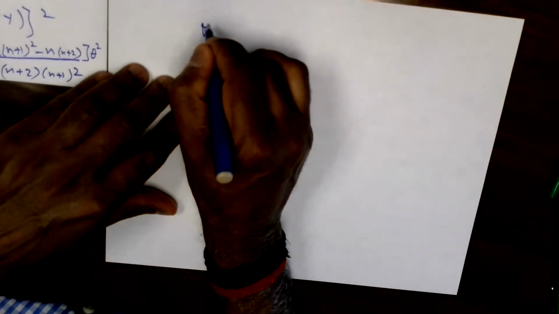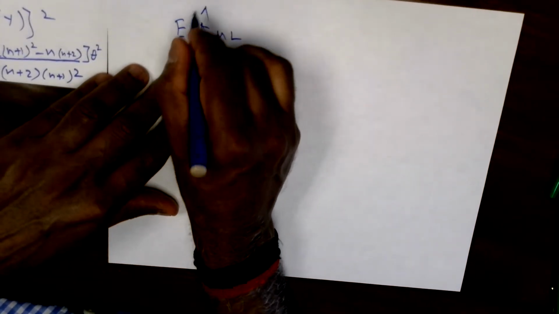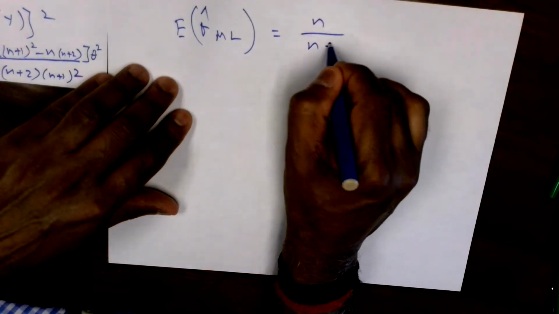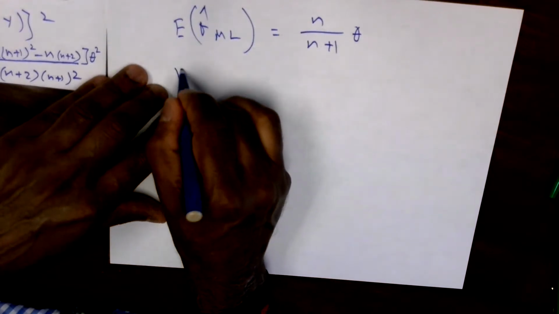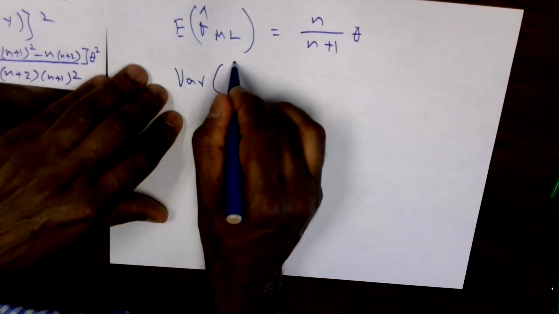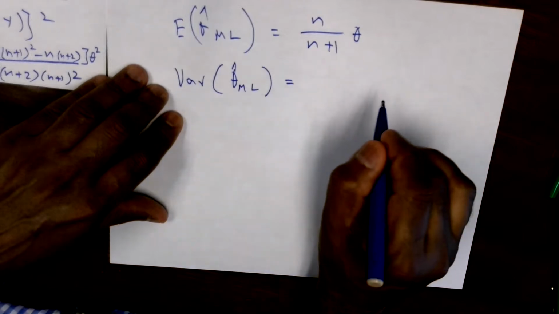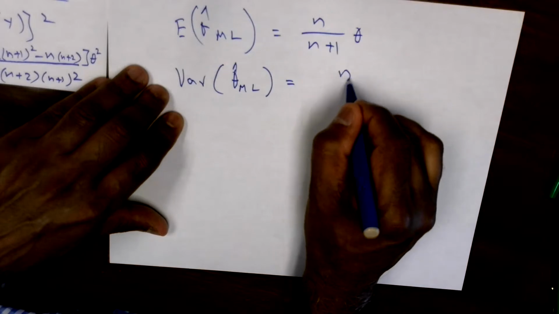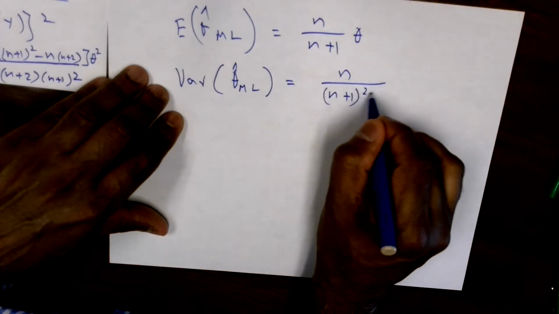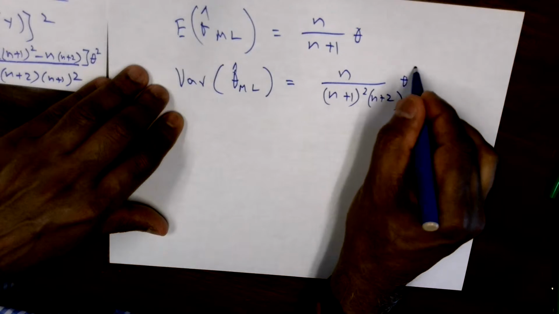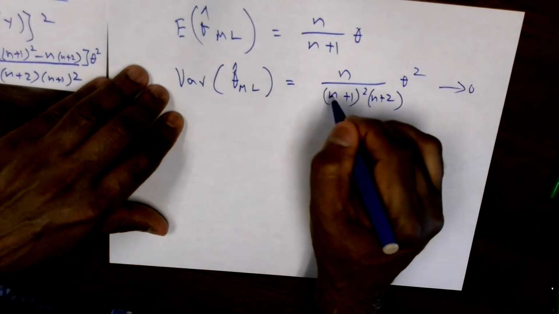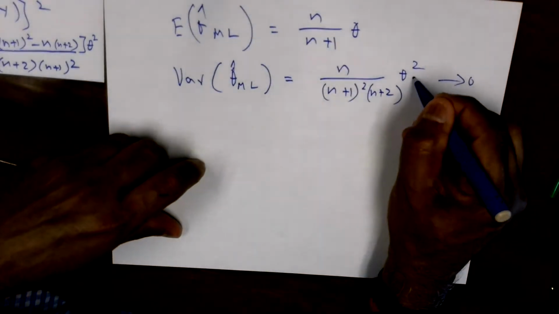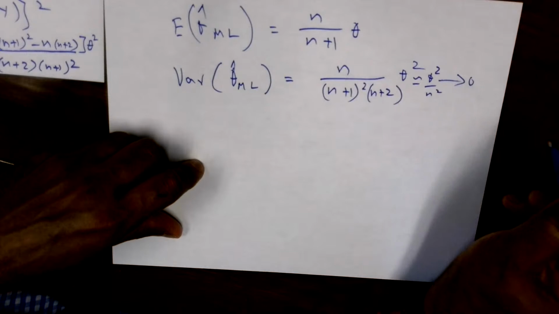So to summarize, the expected value of theta hat is n over n plus 1 theta. So that's not unbiased. And the variance of theta hat ML is n theta squared over (n plus 1) squared times (n plus 2), which goes to 0, because it's more like n cubed in the denominator and n in the numerator. Roughly, this goes as theta squared over n squared.